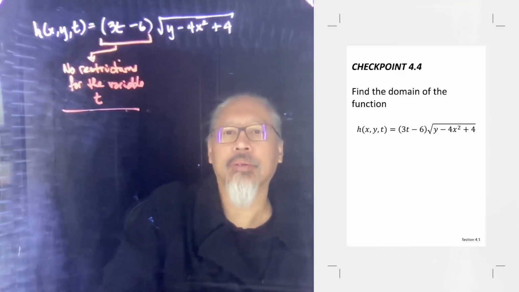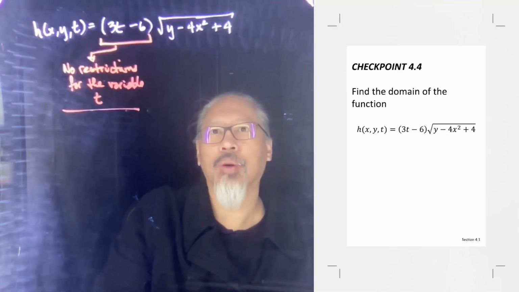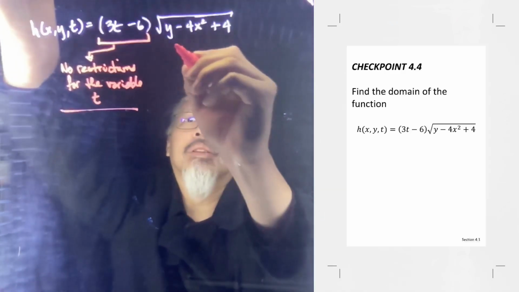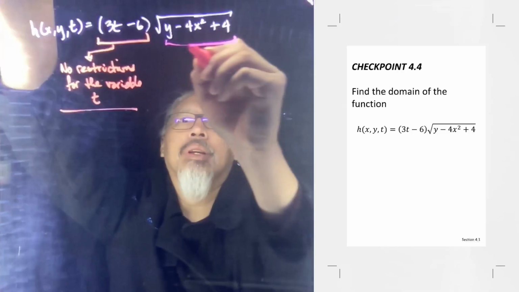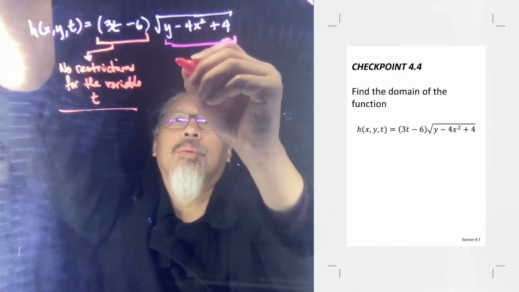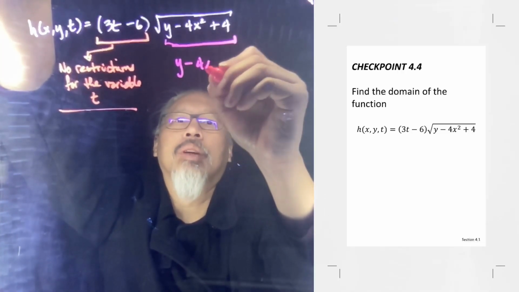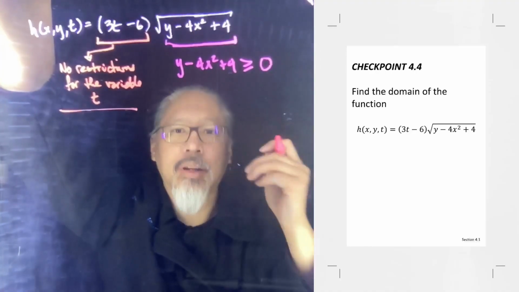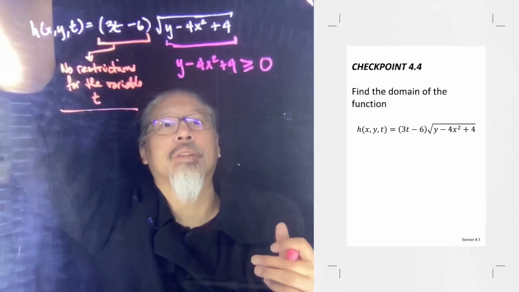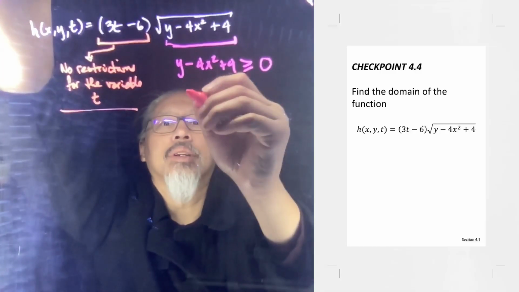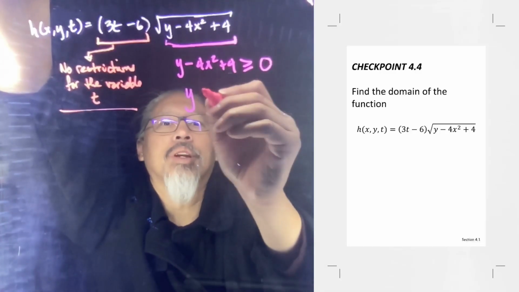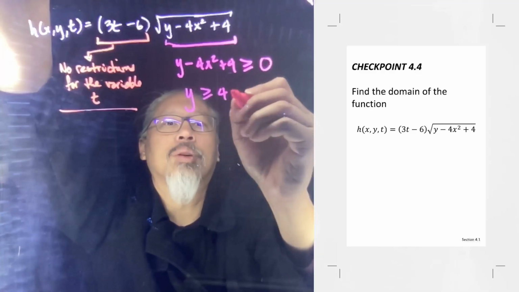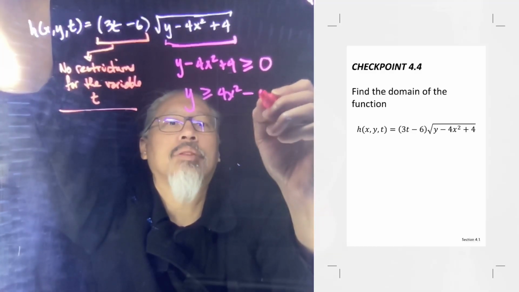Now for this part, we remember with the square root that we want the stuff under the square root to be positive. So the restriction here will be that y minus 4x squared plus 4 has to be, well, not just positive, but it can also be 0. It has to be bigger than or equal to 0. And I suppose the easiest way to describe this is to bring everything else over to the other side. We have positive 4x squared, and then we're subtracting 4.